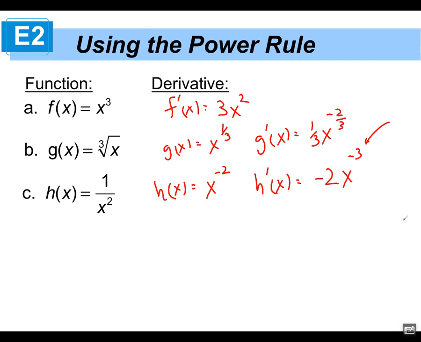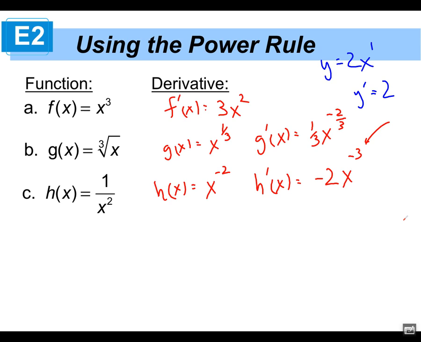What happens if your function is just like 2x? That's such a good question. That's x to the what? The first power. So what's y prime? Is it just 2? Yes, because x to the 0 is just 1.